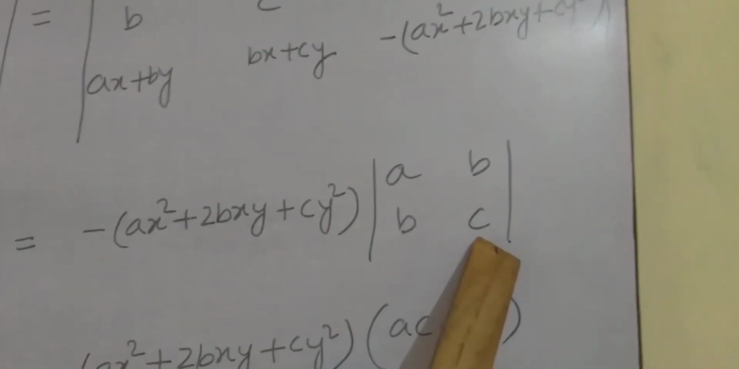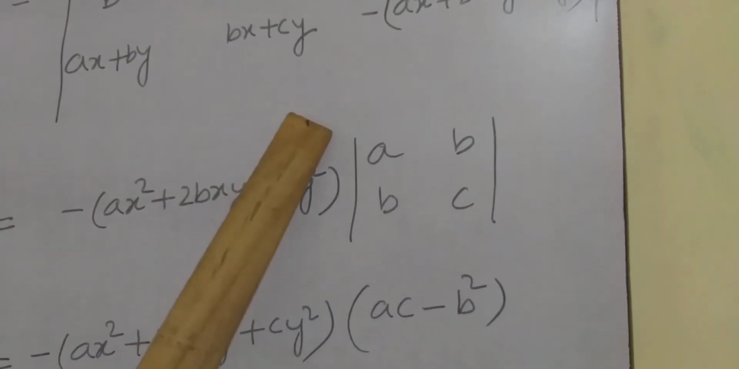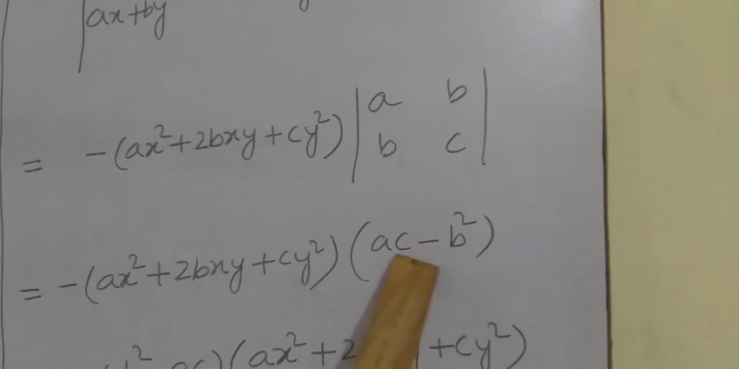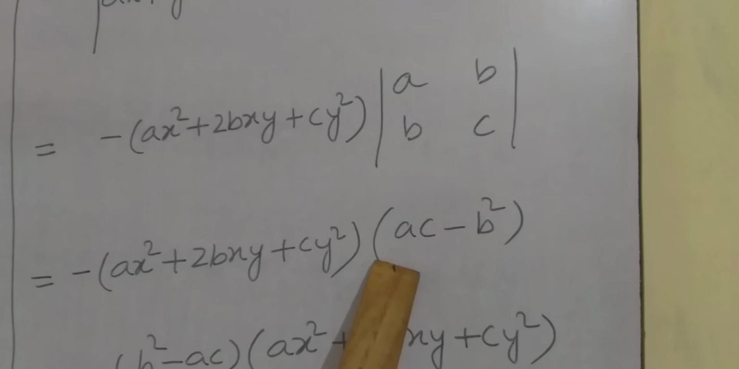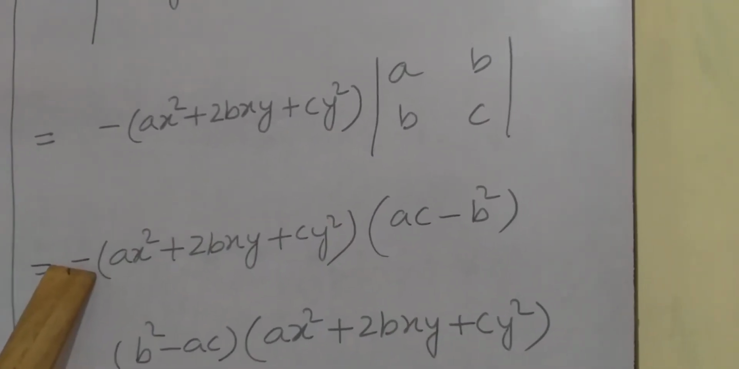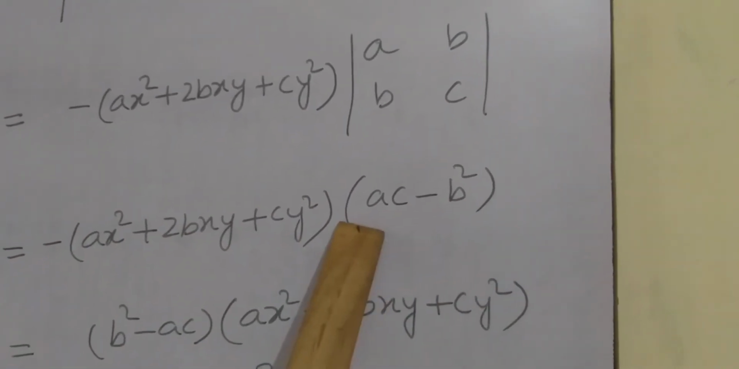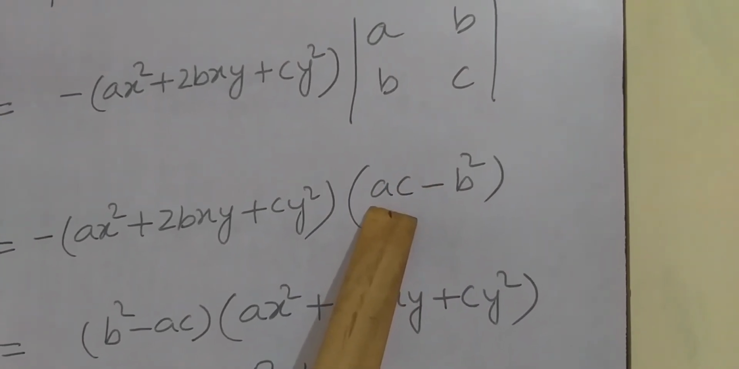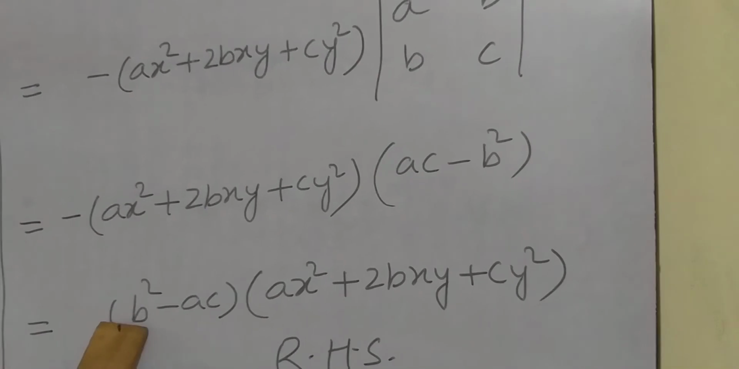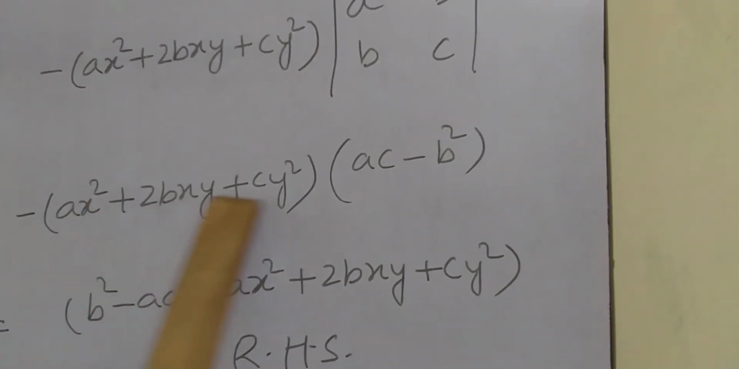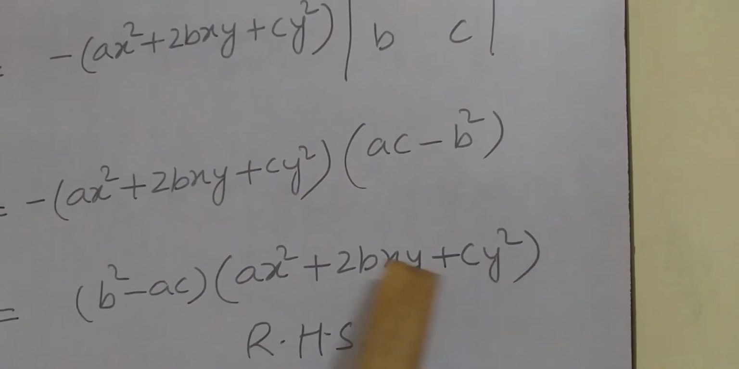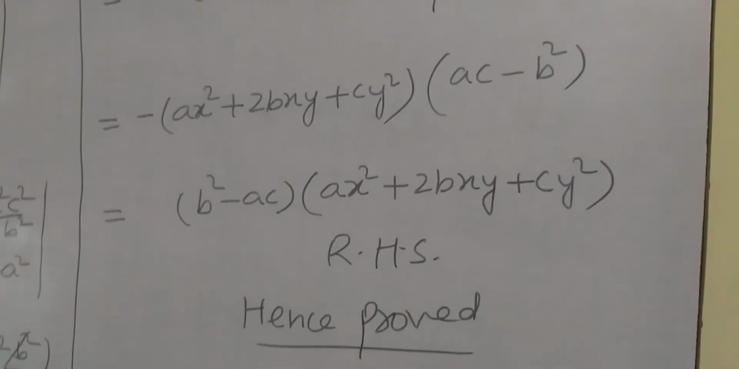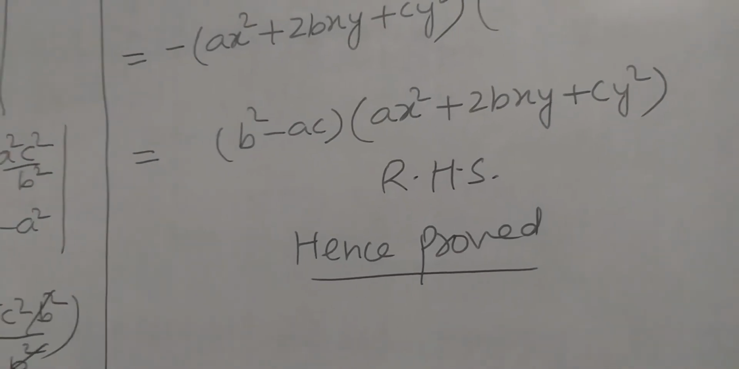Now simplify, students: AC minus B square. I am going to take minus common from here. This minus and this minus become plus. So when I take minus common, B square will be positive and AC will be negative. So I have written here B square minus AC, and this part as it is, students, ax square plus 2bxy plus cy square. Okay, students? Okay then.